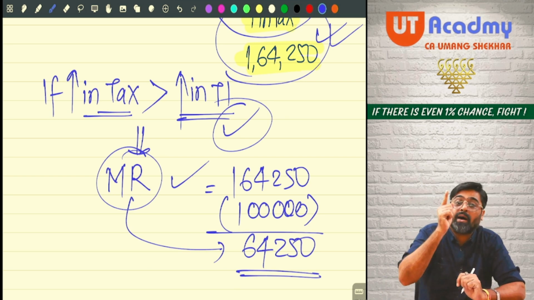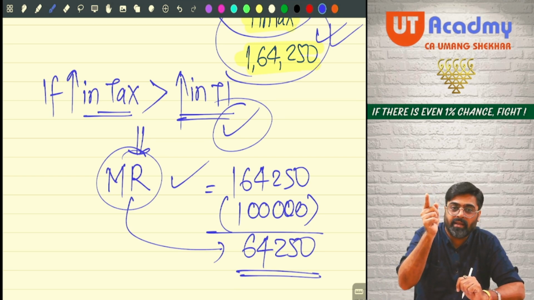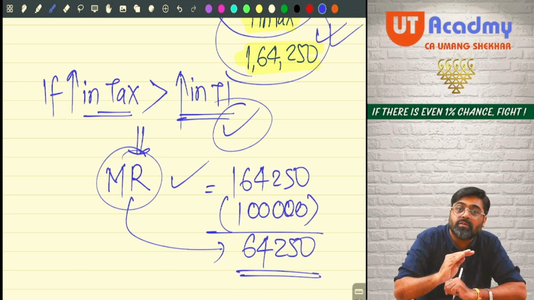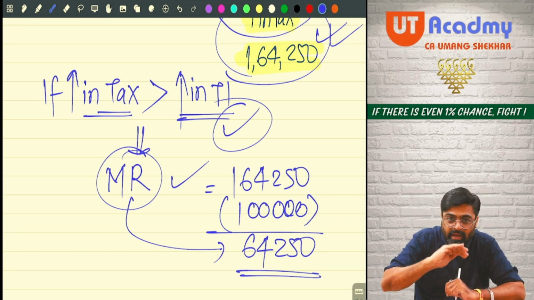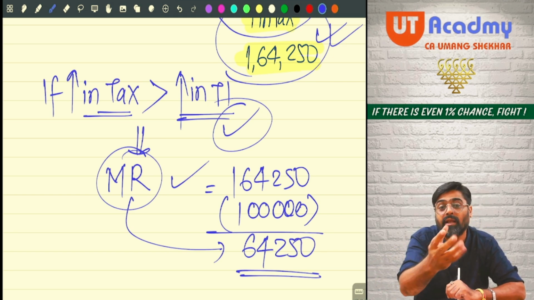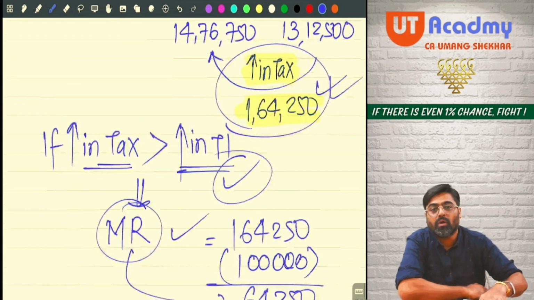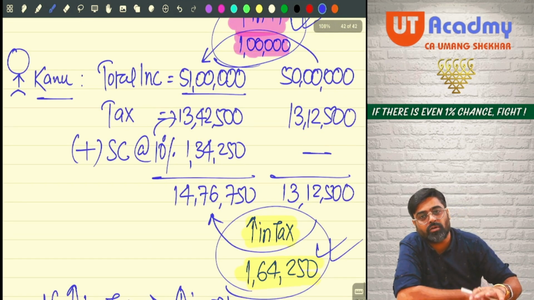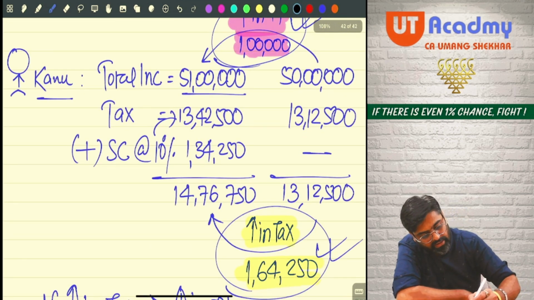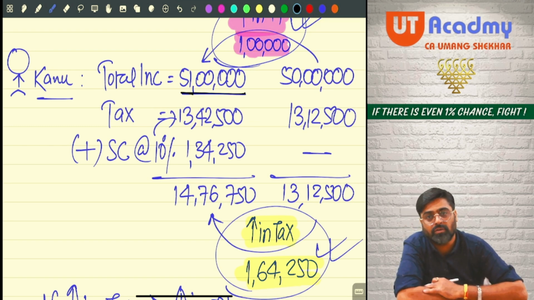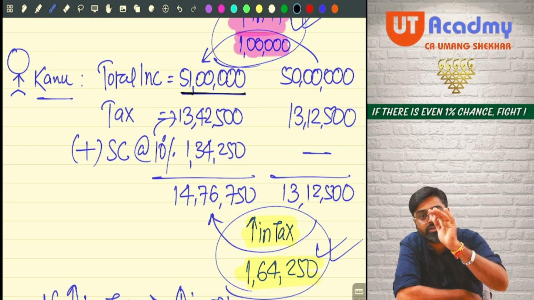So from her total tax liability, this much tax will be reduced, will be allowed to her as marginal relief. Now tell me, what was the actual total income which she was earning? She was earning an actual total income of 51 lakhs. On that, how much tax was she actually liable to pay?